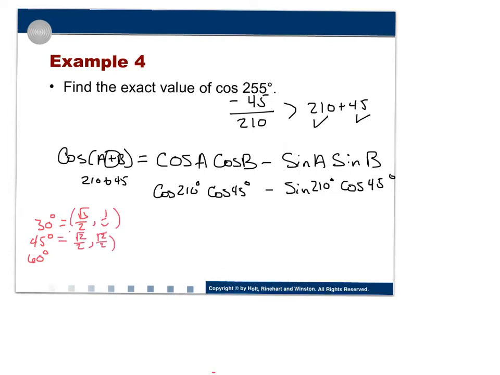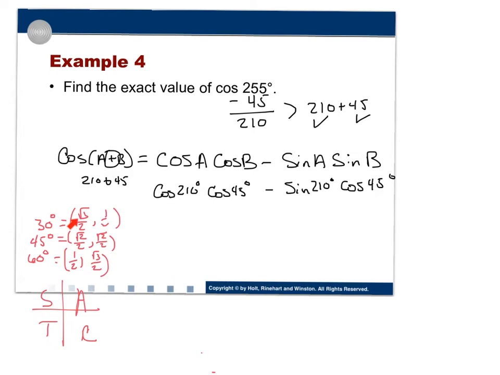Okay, so let me go ahead and jot this down. Almost had the wrong value here. Awesome. And then the other thing we have to remember is all students take calculus. Okay, so cosine of 210. 210 has a 30-degree reference angle. Go to the 30. Cosine is our x value, root 3 over 2.